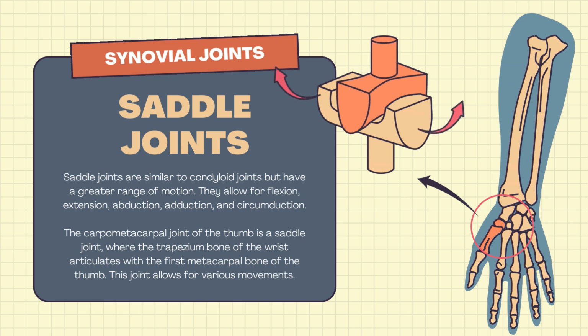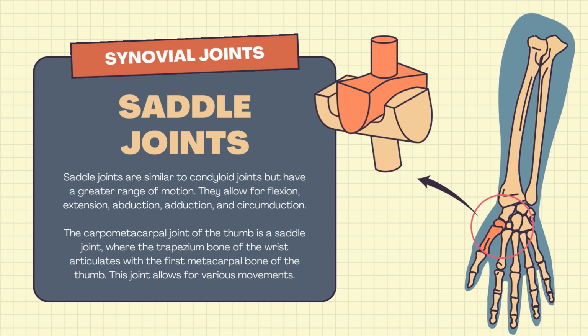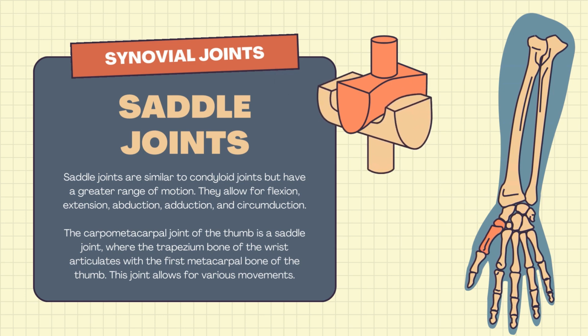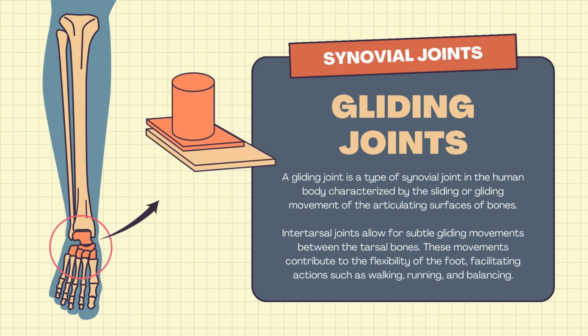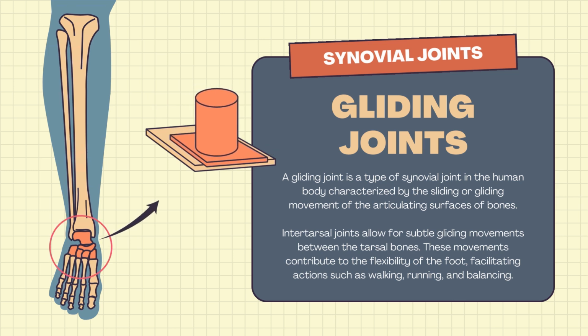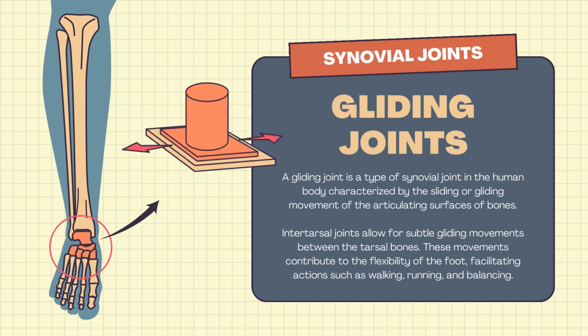The carpometacarpal joint of the thumb is a saddle joint, where the trapezium bone of the wrist articulates with the first metacarpal bone of the thumb. This joint allows for various movements. And finally, gliding joints. A gliding joint is a type of synovial joint in the human body, characterized by the sliding or gliding movement of the articulating surfaces of bones.